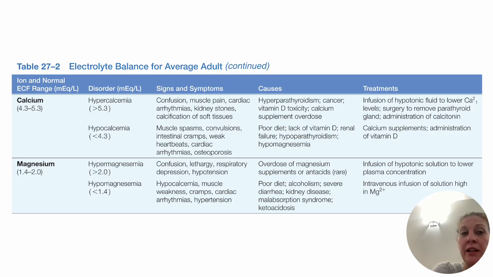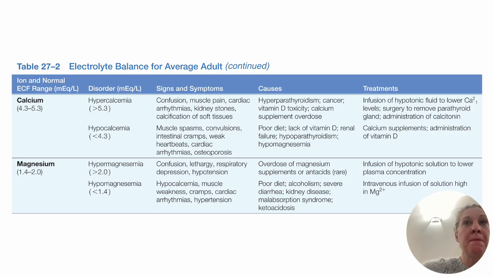Hypocalcemia, which is less than 4.3 milliequivalents per liter, can also lead to muscle spasms, convulsions, weakness, cramps, and certainly osteoporosis, because that's taking too much calcium out of the bones. Causes would generally be a poor diet, not enough vitamin D, because vitamin D is crucial for calcium absorption, renal failure, hypoparathyroidism, or hypomagnesemia. So calcium supplements and vitamin D supplements are the solution to that.